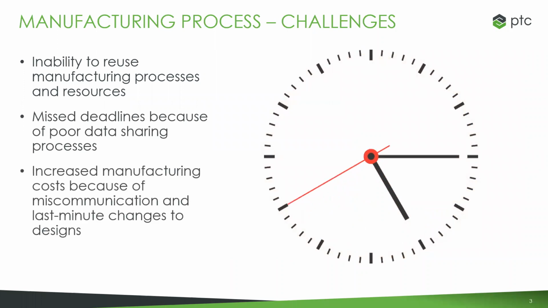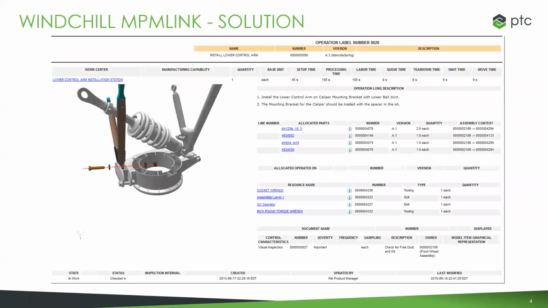Ultimately, this miscommunication, this disconnect between teams means big increases in manufacturing costs, slower time to market, and dissatisfied customers. So PTC's solution to these challenges is Windchill MPM Link. And what this really allows you to do is create and manage all of your manufacturing specific data and processes in parallel to the design data.